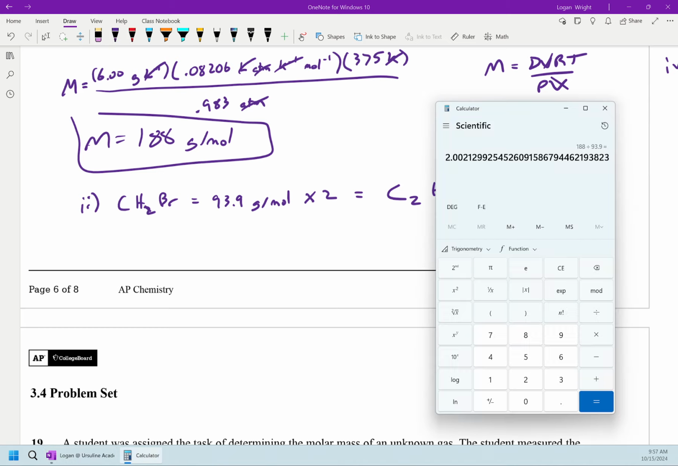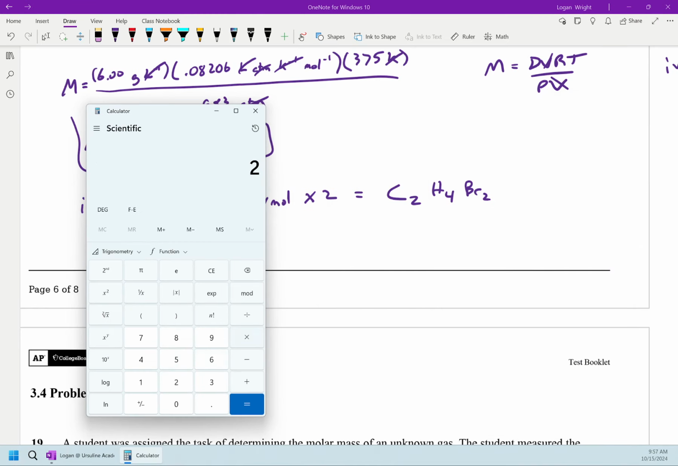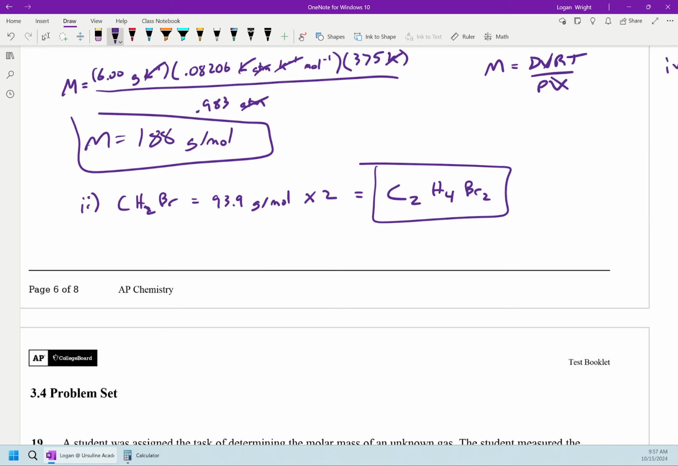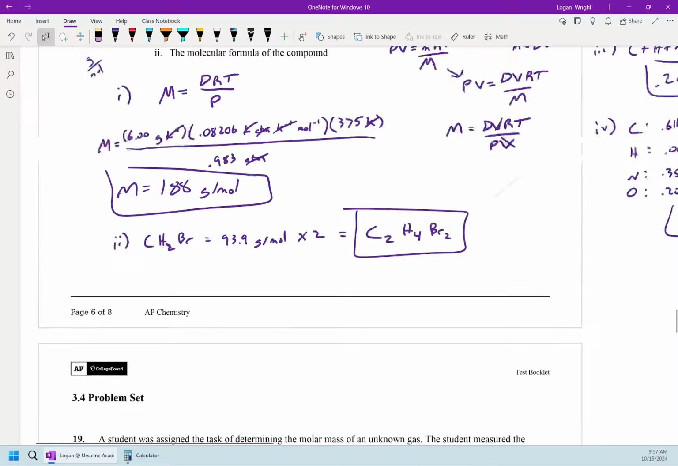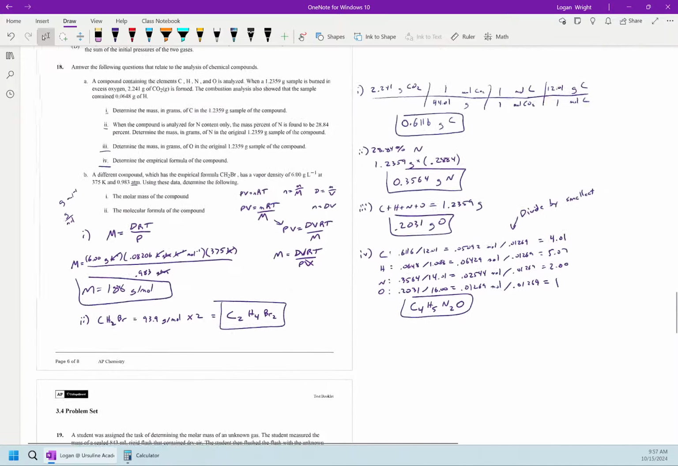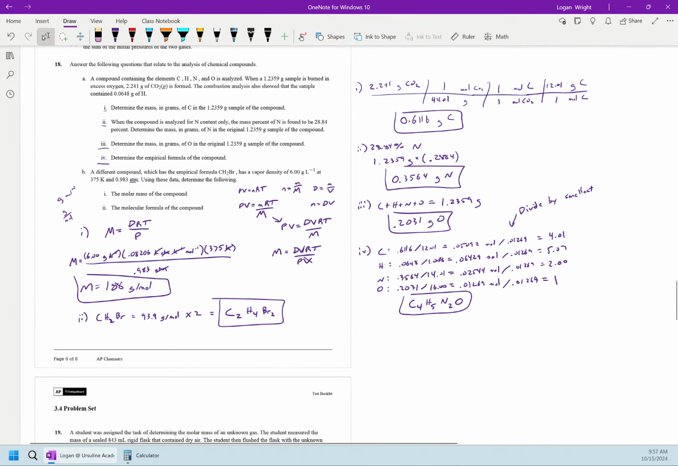And we can even double check that if you don't believe me. 2 times 12.01 plus 4 times 1.008 plus 2 times 79.9 gives us really, really close to 188. That is our correct molecular formula. So hopefully this helps. Empirical versus molecular is all just math stuff, but it takes some effort to get it figured out.